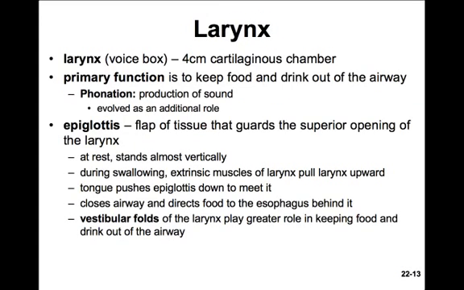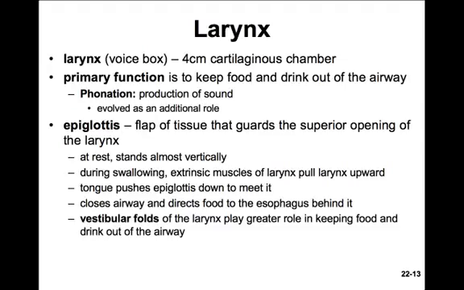As we move further down the respiratory tract, we move into the larynx. The larynx is the voice box. It's only about 4 centimeters long, and it's basically a cartilaginous chamber. Its primary function is to keep food and drink out of the airway, but it's also involved in phonation, the production of sound. So let's begin by looking at the epiglottis.